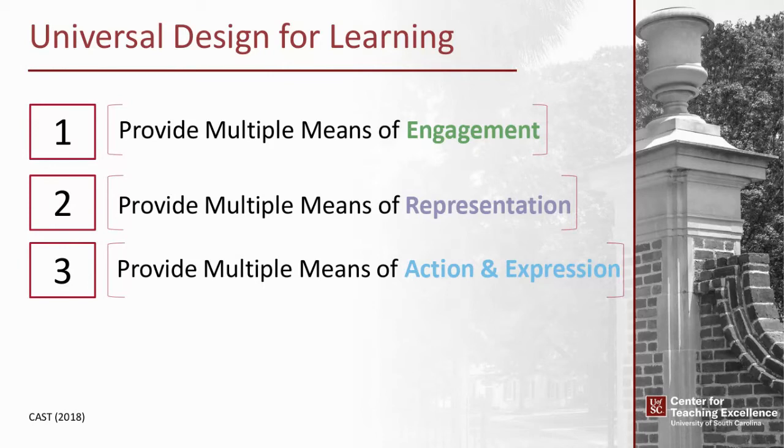Action and expression. This is the how of learning, and it refers to how students demonstrate what they have learned. It allows students to show you what they know in different ways, like a video presentation instead of a paper. Providing multiple options for engagement, representation, and action and expression is essential to the design, development, and delivery of online courses.